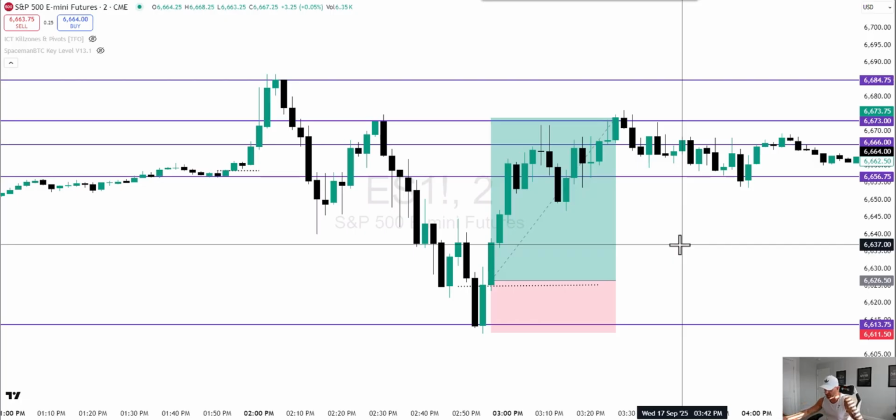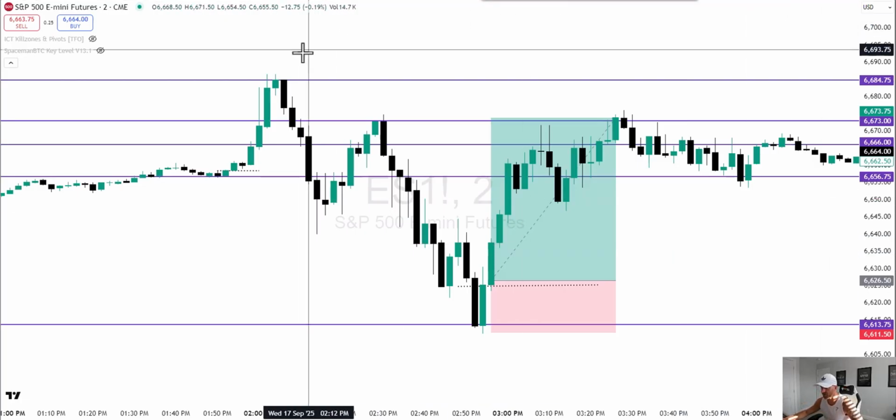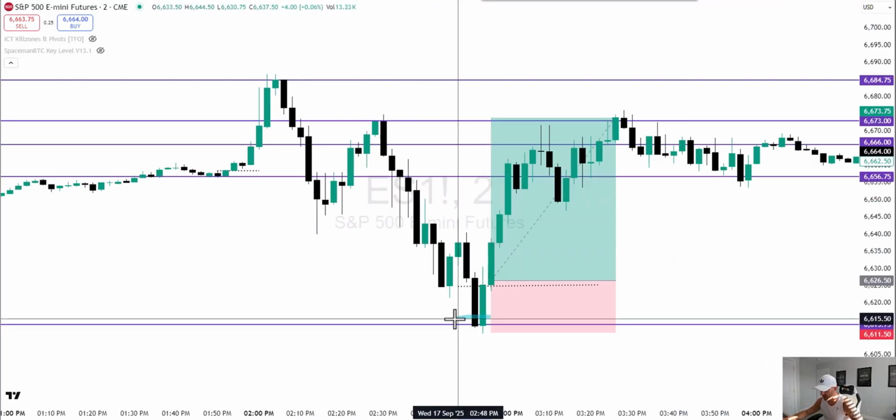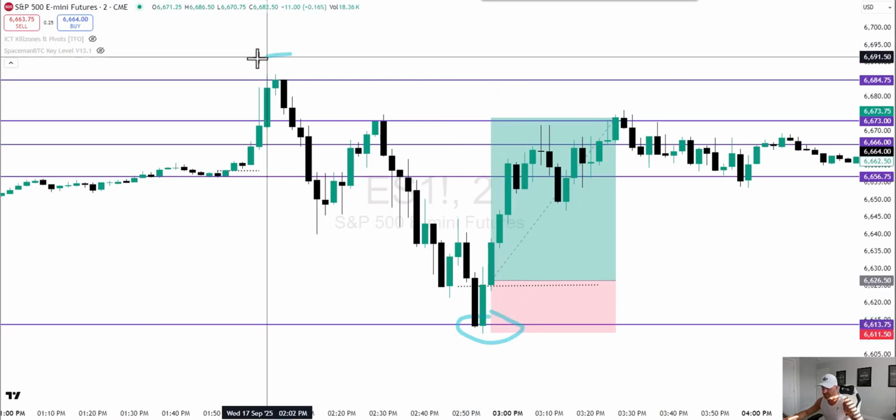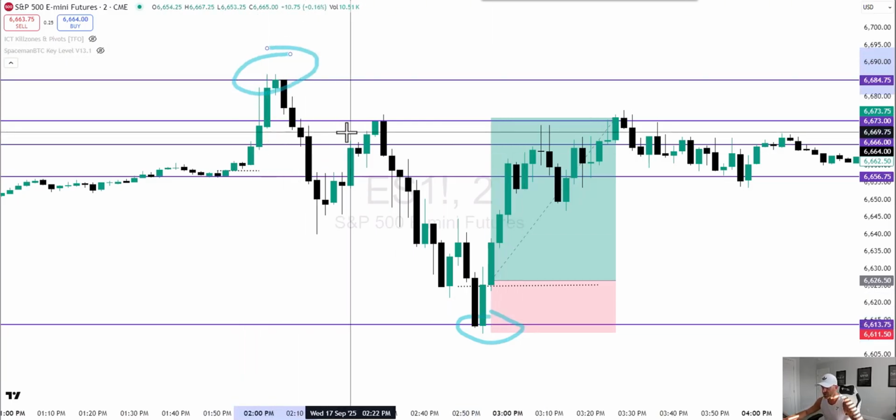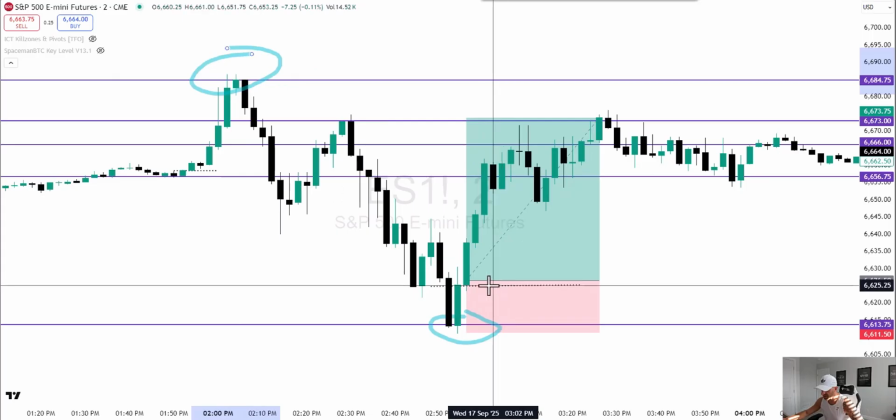We want to see the level hold. And this is actually a perfect hold. Like if you look, you can't get much better than this. That level held perfectly right here. So once we get that hold, you want to see a displacement candle.